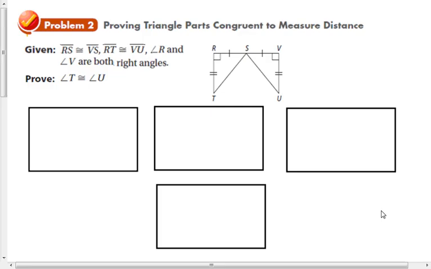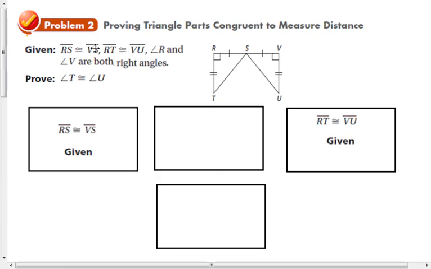I decided to do a flow proof here. What I'm going to do is show that we have a side and an included angle and another side, and that makes two congruent triangles, and then we can prove angle T is congruent to angle U by corresponding parts of congruent polygons are congruent. So let's start with our sides. We have RS is congruent to VS, and that's given. Our other side, RT, is congruent to VU. That's also given.